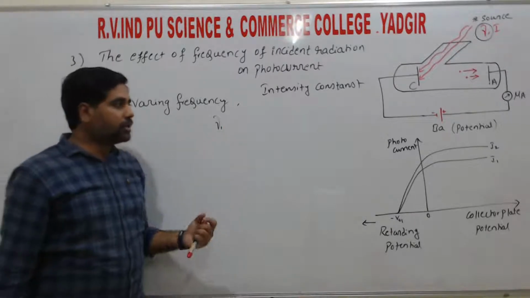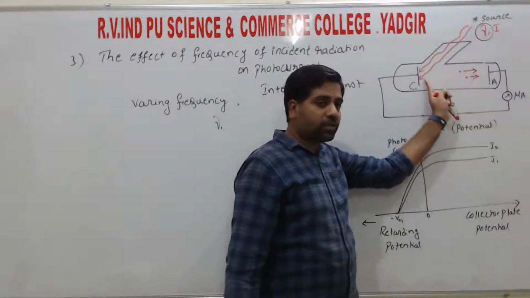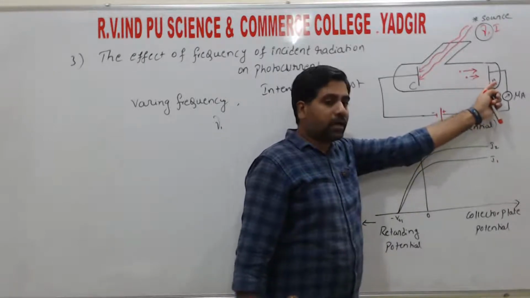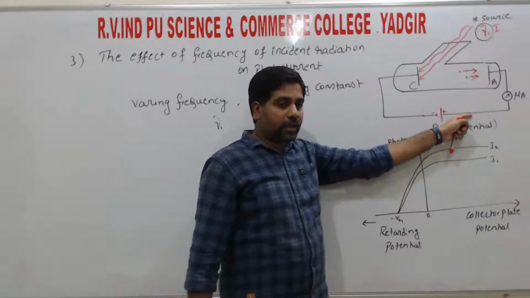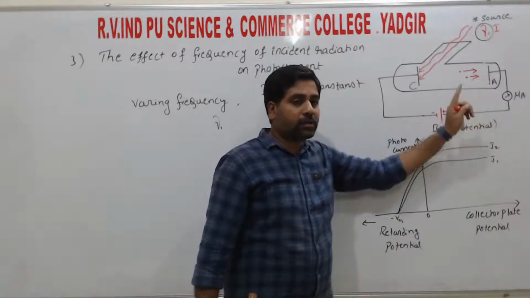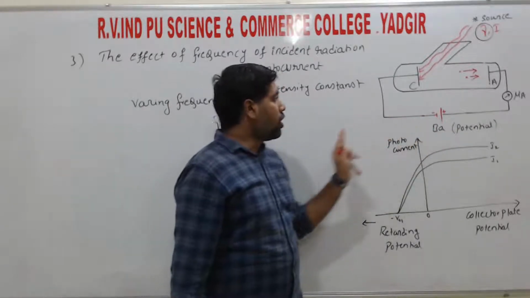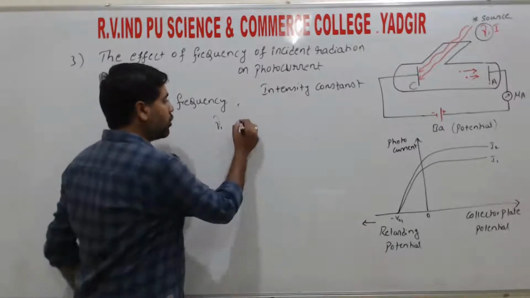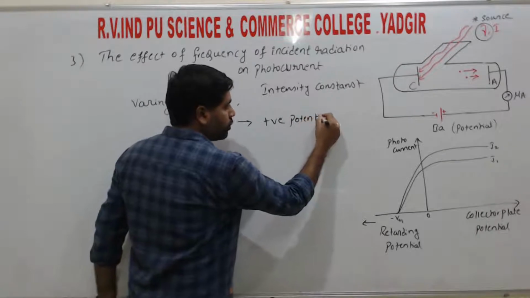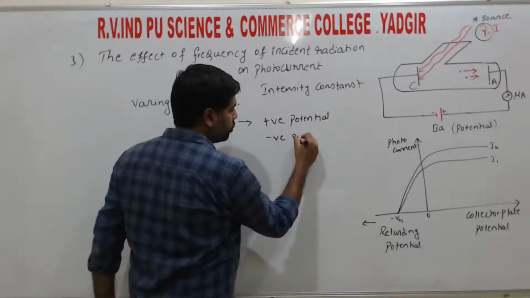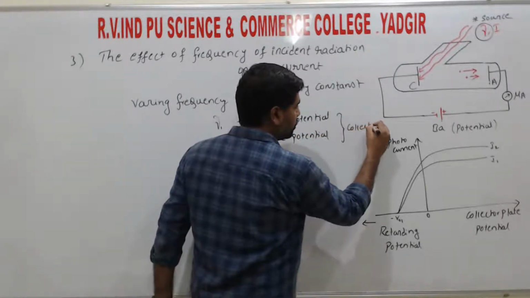For nu1, when we give this plate positive potential, electrons are emitted from this photosensitive material, then collected by the collector plate, and electrons flow through the circuit. As we increase the potential, the current also increases. For a particular potential, the current becomes maximum. That current is the saturation current, right? For nu1, we are studying the potential. First, we apply the positive potential. Next, the negative potential to the collector plate.